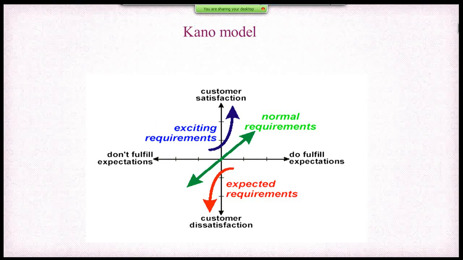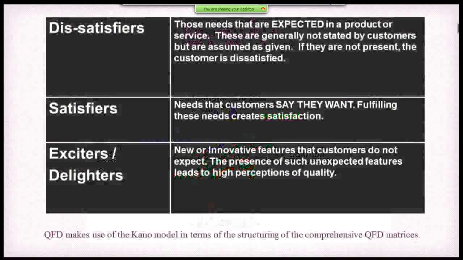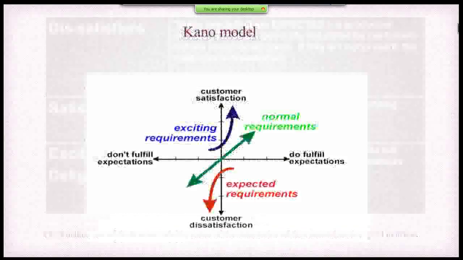If the basic needs of the customer are satisfied along with the spoken needs, that is the requirements which are told by the customer, then it is represented by a green line, that is the normal requirements are satisfied. If the basic needs are satisfied along with the additional needs which are given by the developer, then it leads to the delightment of the customer, which is represented by the black arrow.